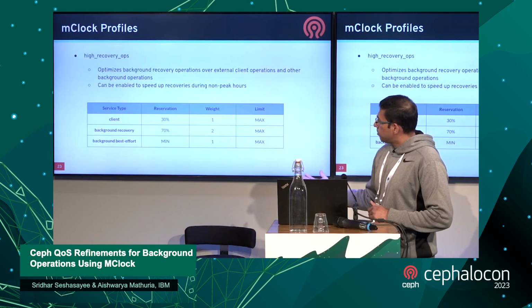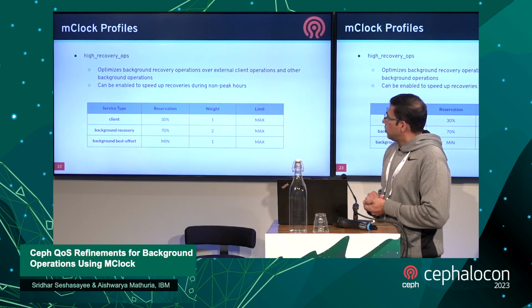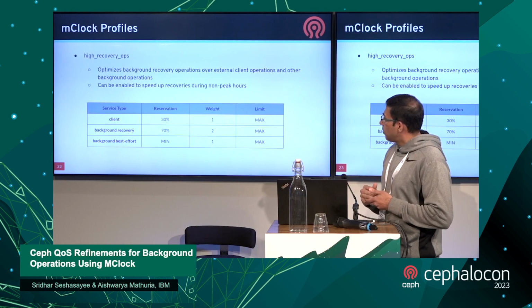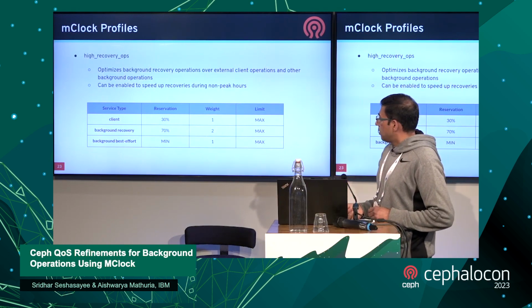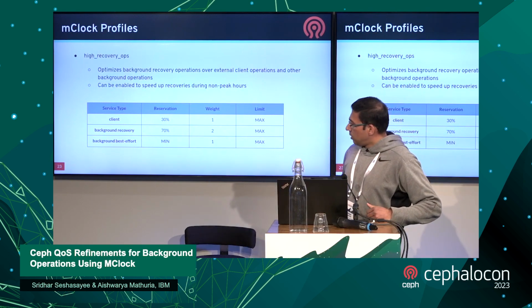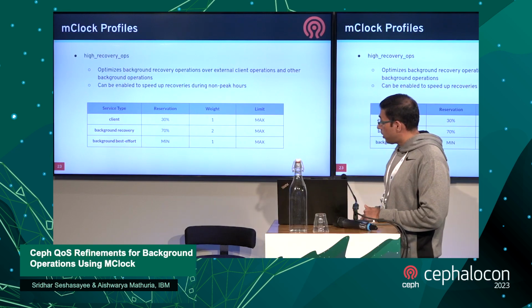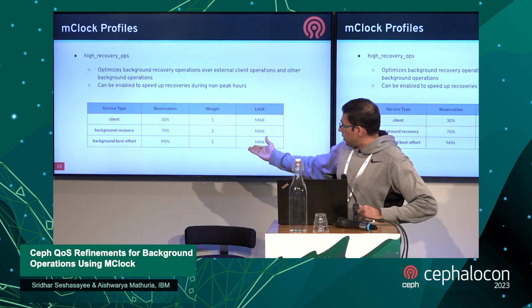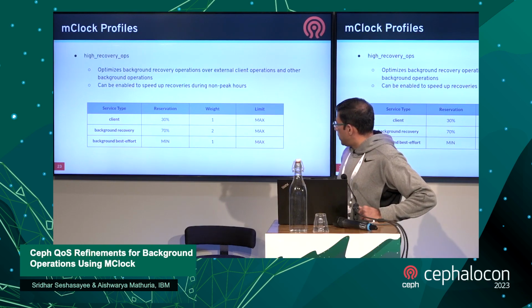Now the other end of the spectrum is when you have a lot of recoveries going on, and the cluster is lightly loaded in terms of client ops. The operator can choose to enable high recovery ops, where recovery operations are given higher priority, as you can see here, with a high reservation of 70% and a higher weight of 2.